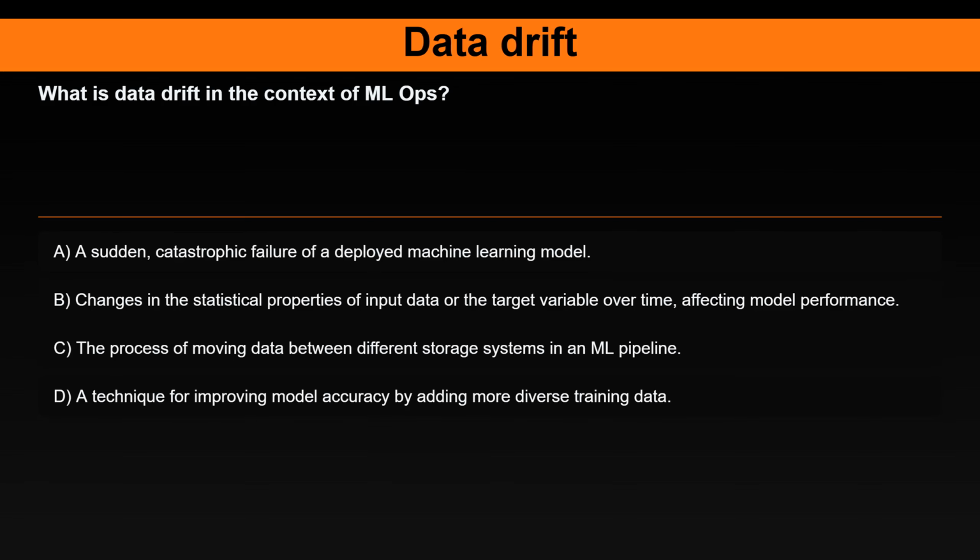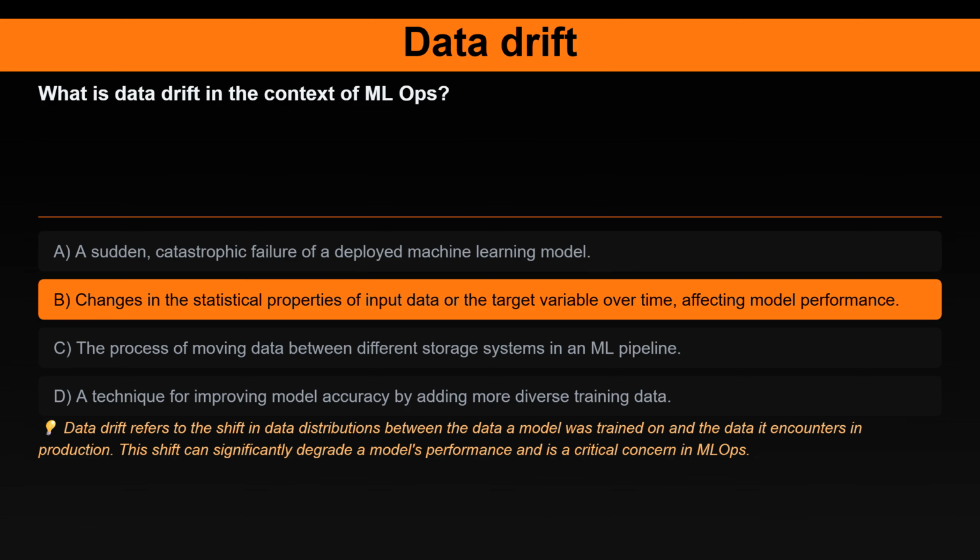Question 1. What is data drift in the context of MLOps? Option A. A sudden, catastrophic failure of a deployed machine learning model. Option B. Changes in the statistical properties of input data, or the target variable over time, affecting model performance. Option C. The process of moving data between different storage systems in an ML pipeline. Option D. A technique for improving model accuracy by adding more diverse training data.